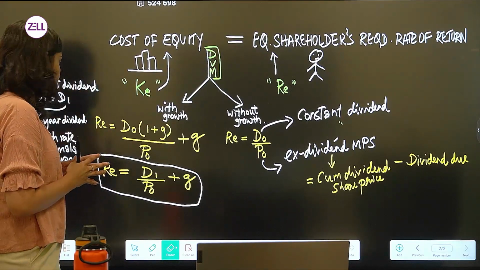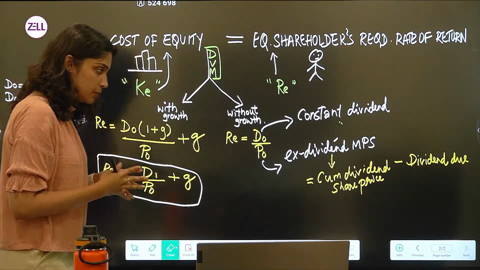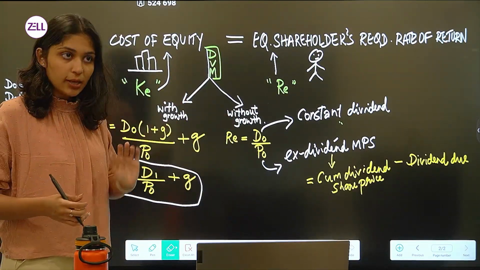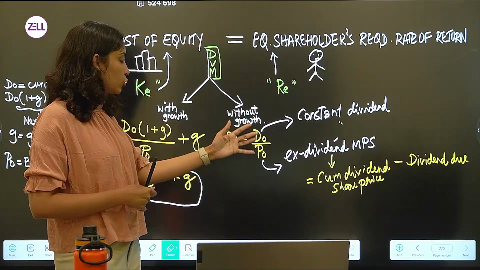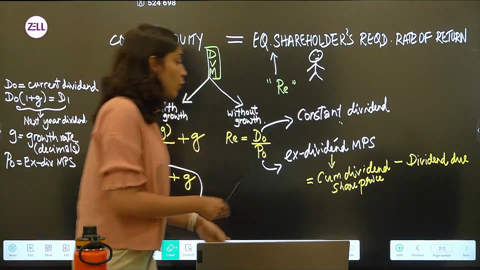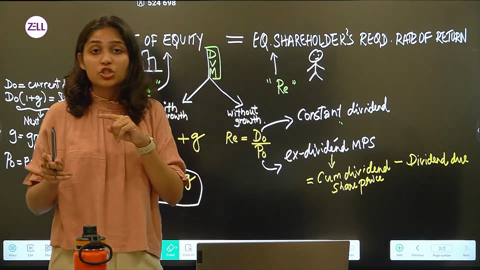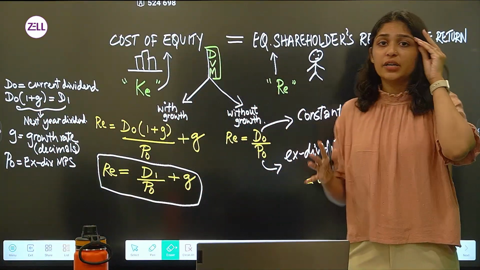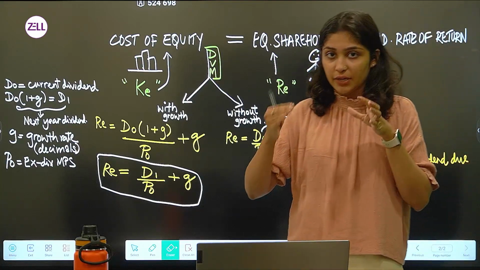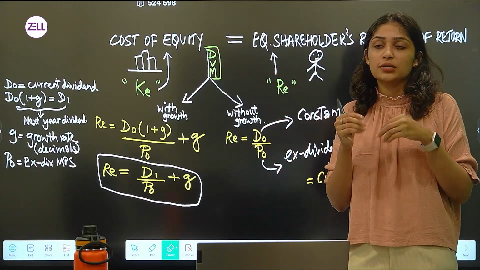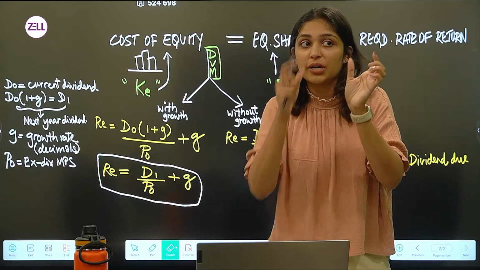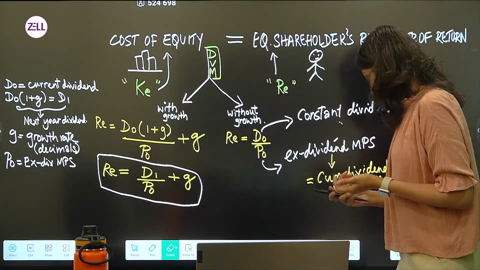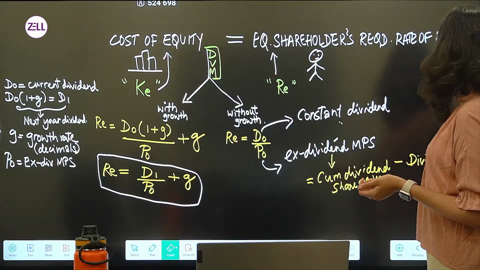So now what I'm going to do is take up some problems on calculating the cost of equity, maybe using without growth, with growth, or how to identify whether it is cum dividend share price or ex dividend share price. As I said, cum dividend shareholders are eligible to get dividends, whereas ex dividend shareholders do not get dividends. That's why in the word ex dividend share price, the dividend is excluded. Alright. So now let's do some problems.